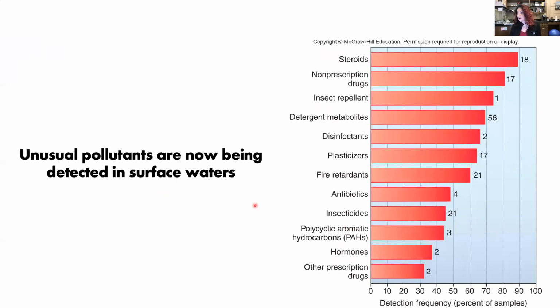And here we have a breakdown of those different unusual pollutants like steroids or non-prescription drugs within surface waters. And here we have the detection frequency represented in the percentage of samples. And if you're curious, our antibiotics, those come mostly from things like antibiotic soaps and body washes and things that unnecessarily, in my opinion, have antibiotics in them.